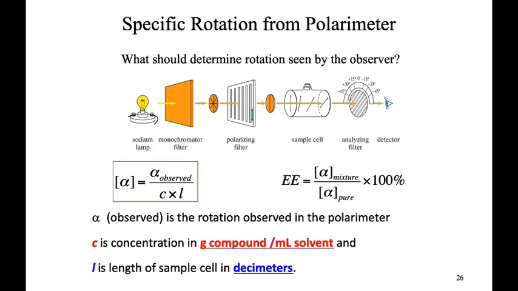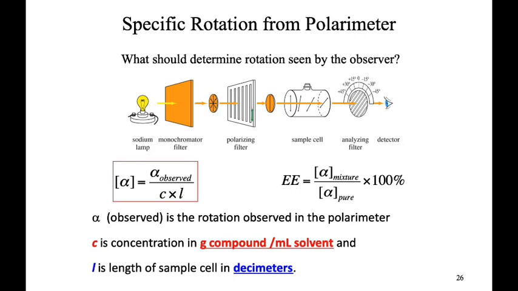Okay? So concentration, I don't know why they did it this way, but they did. Grams of compound per milliliter not of solvent, of solution, of the whole solution. Okay, L is your path length of sample in decimeters. Why decimeters? Because nobody was using it and they felt bad for decimeters. Those things have to be factored in to get your proper rotation.